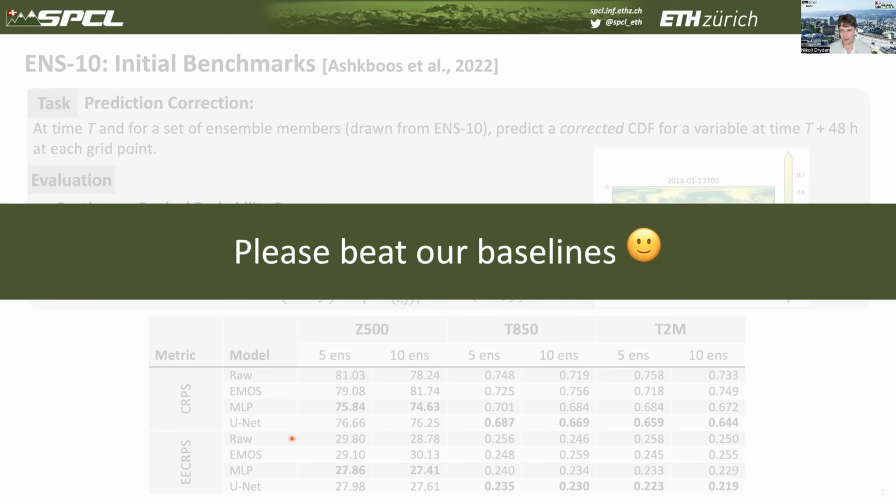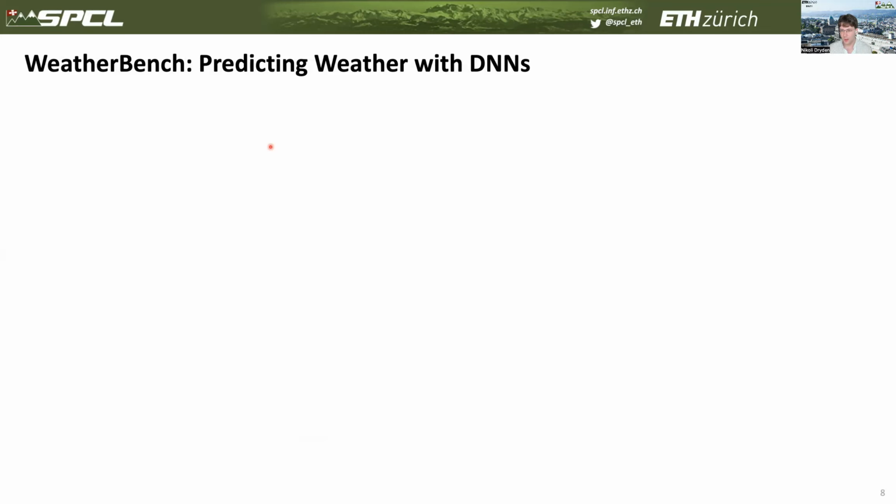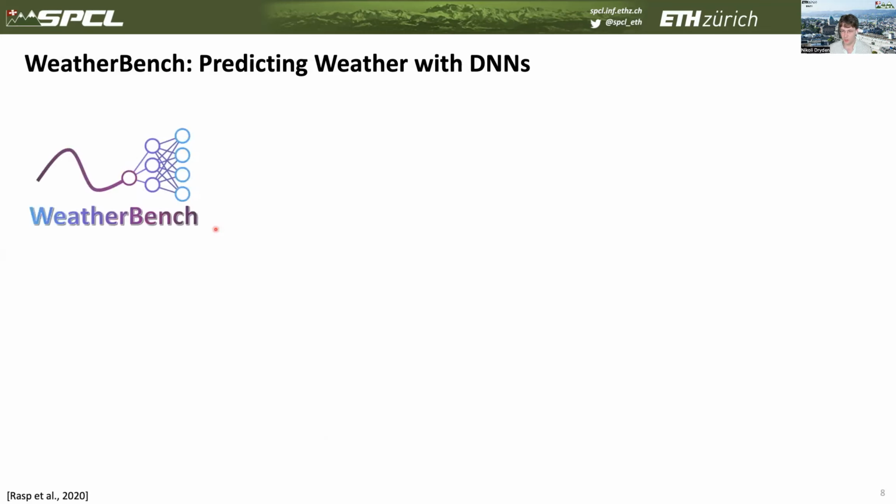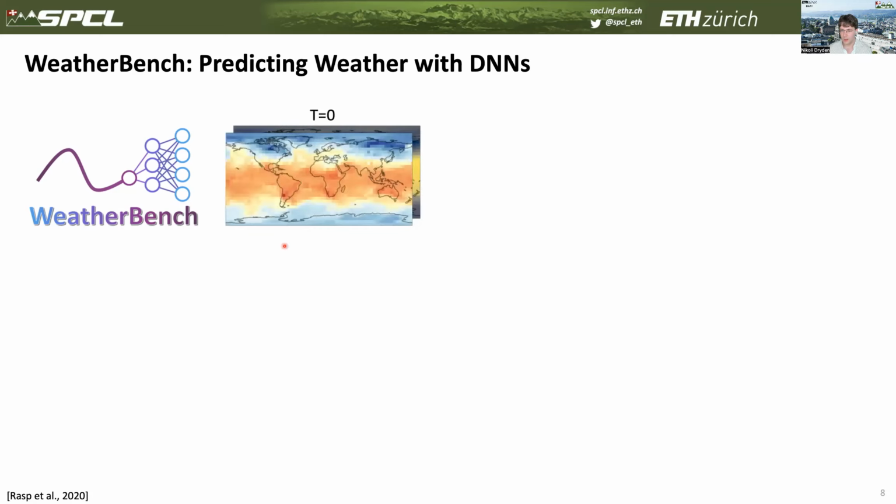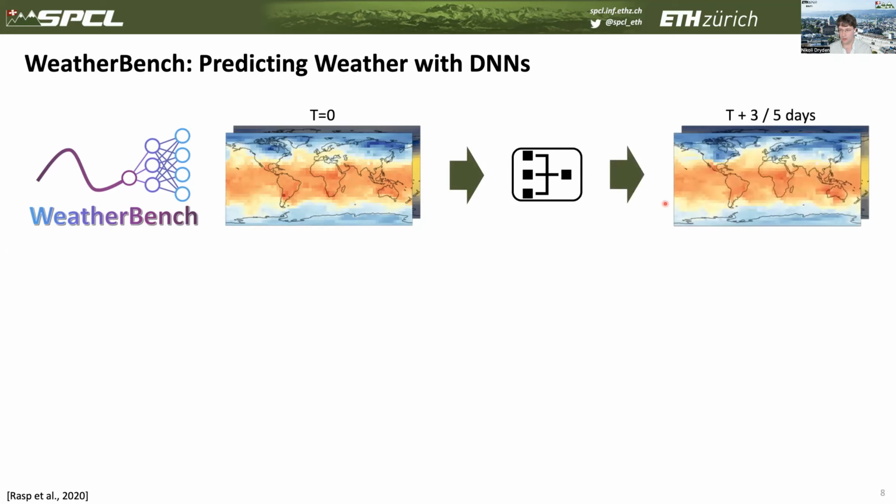And now with that, I want to turn from post-processing to predicting weather directly using the WeatherBench benchmark. This is a standard community benchmark. We are not introducing this. Basically, the way it works is you get the state of the world at time t equals 0. This is drawn from the ERA5 dataset typically, and you use a model, typically a neural network, to predict the weather, or certain variables at least, 3 and 5 days in the future.